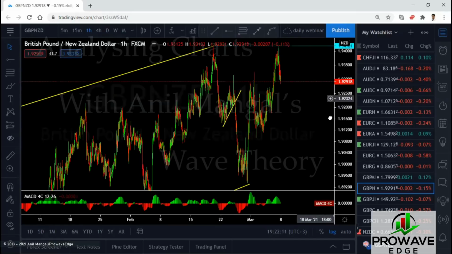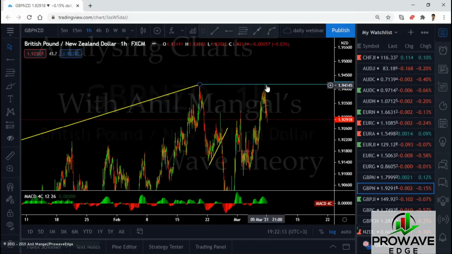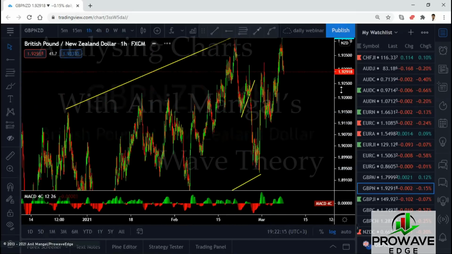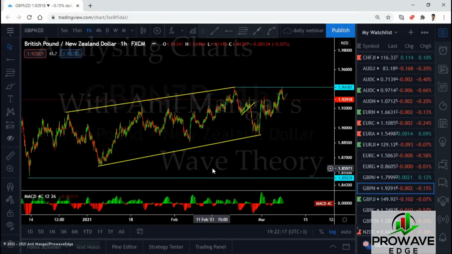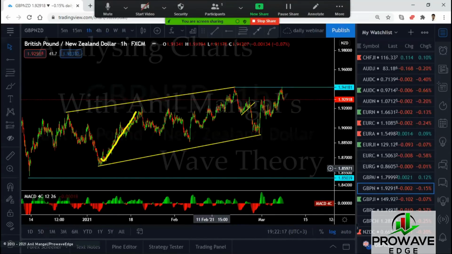Pound New Zealand. Okay, so we finally broke that top. What next? Let's go. This is a big corrective structure. You have 1, 2, 3, a perfect running flat, right? Remember, we thought this was going to drop. We looked at it and said this was a good sell. But then it stopped here and it started to go back up.